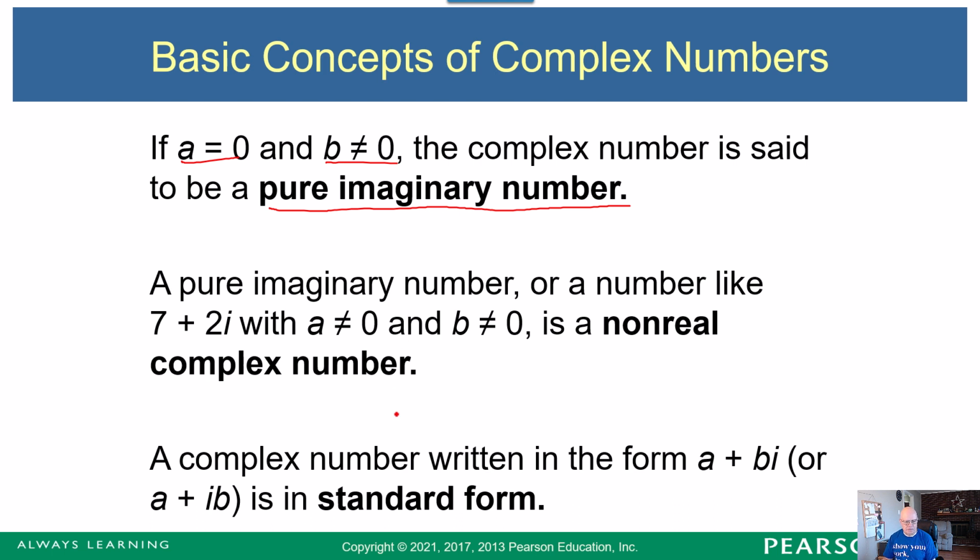Written this way, a plus bi is in standard form. So when you're working with complex numbers and you come up with your final answer and it's a complex number, make sure it's in this format. The real part goes first, the imaginary part with the i goes second, with a plus between them, unless the b is negative, of course.